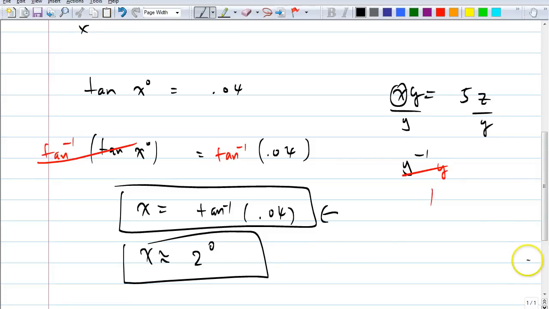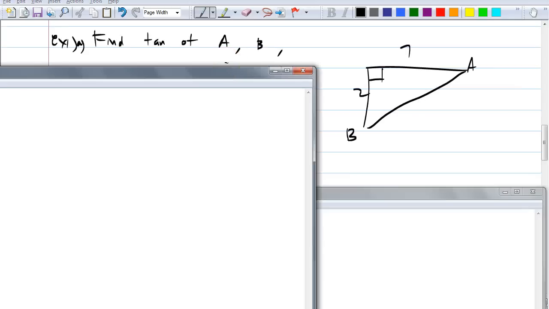Let's do some more examples. Something like this. There you go. I have a picture of a right triangle. Of course, I need a right triangle, don't I? If I don't, then you can't do any of these. Can you find me tangent of angle A and tangent of angle B? Go ahead. This side is 7. The shorter side is 2. And there's your hypotenuse. Go ahead and find me the tangent of A and tangent of B. Everybody try. Should be pretty straightforward.